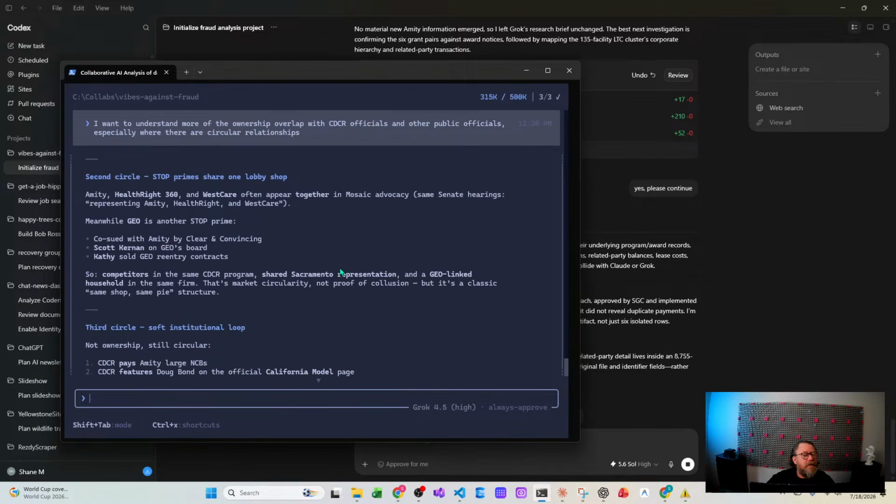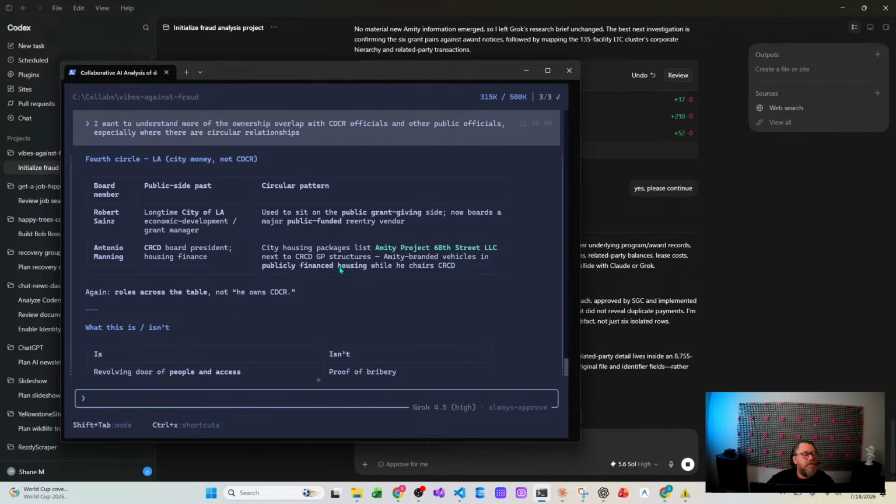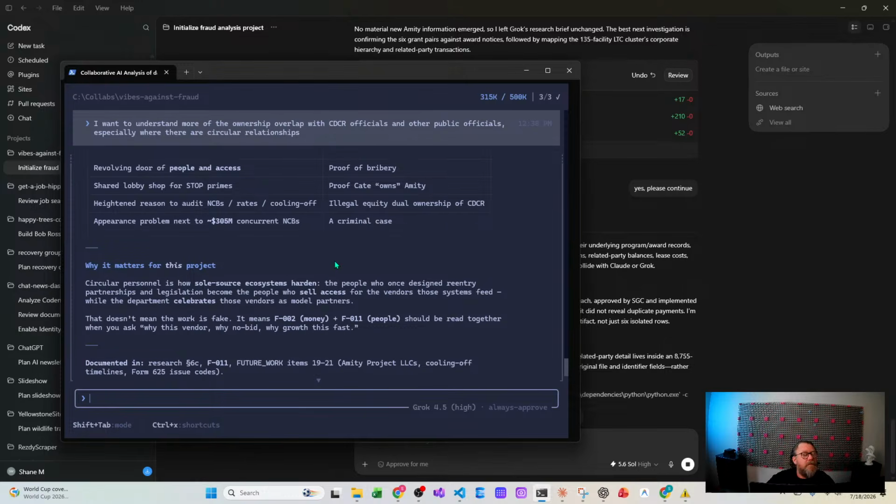Okay, so it's outlined. Grok has outlined all of the circular relationships. I need to compact it, dude. We are up to 60% of our Grok usage.